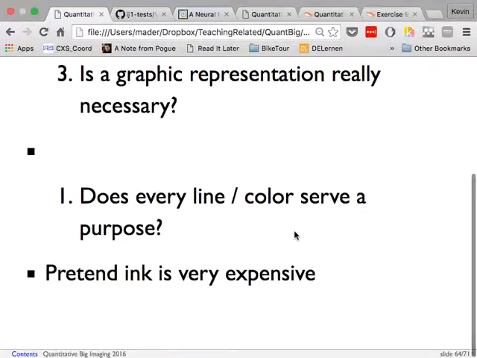And to extend beyond this, does every line and color on your page serve a purpose? One of the very helpful ideas, which if you read this book that's referenced at the beginning, The Grammar of Graphics, is to pretend ink is expensive. Every piece of ink you put on the piece of paper costs you something. If you have this approach, then you won't add a lot of excess lines and graphs to something that doesn't necessarily need it.